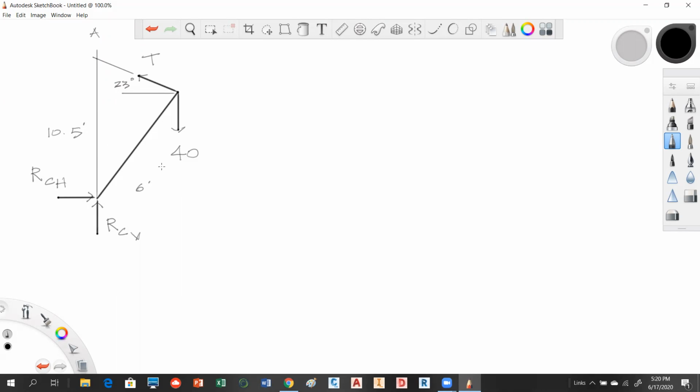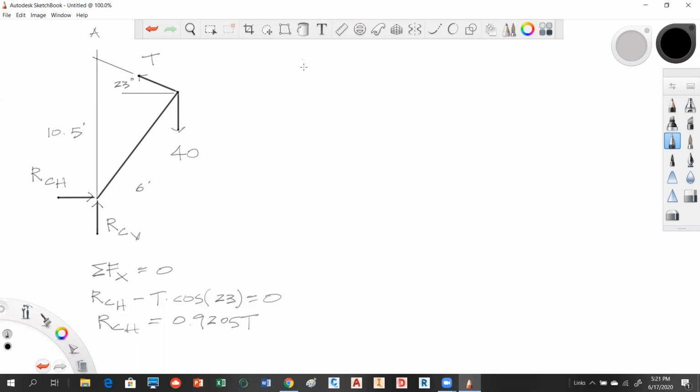So what we're going to do is sum of forces in X first. Sum of forces in X has to equal 0. In X we have RCH, it's an unknown, minus T cosine of 23. That's equal to 0. Gives us RCH is equal to 0.9205 T. So that's unsolvable.